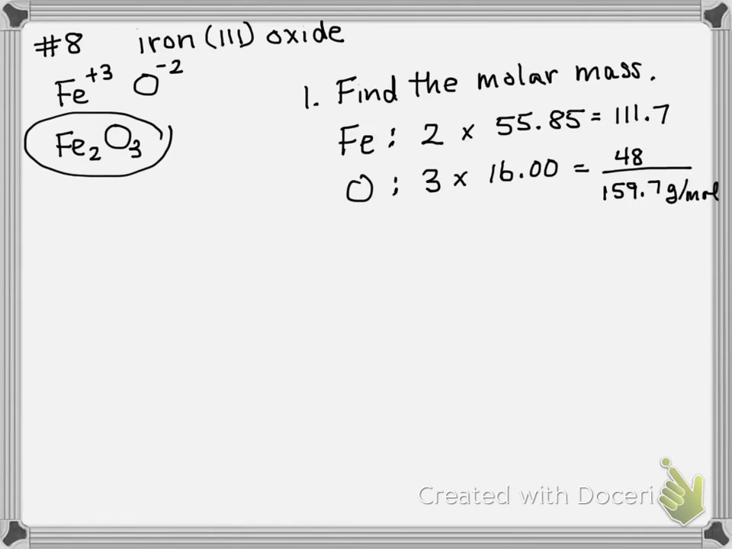So now we're going to find the percent oxygen in this compound. So we're going to use our formula. We're going to take the mass of our oxygen, the total mass of our oxygen, which is 111.7. So we've got 111.7 grams of oxygen over our molar mass. And our molar mass is the whole. Remember, we're doing part over whole. And so we're going to say that's 159.7.